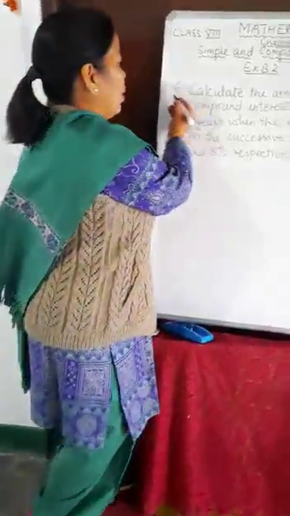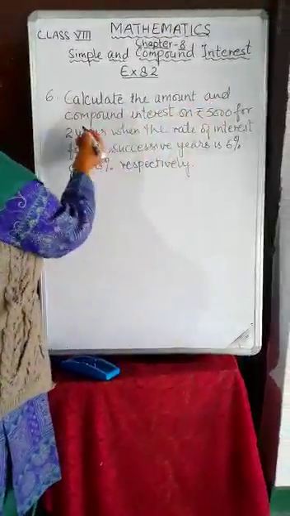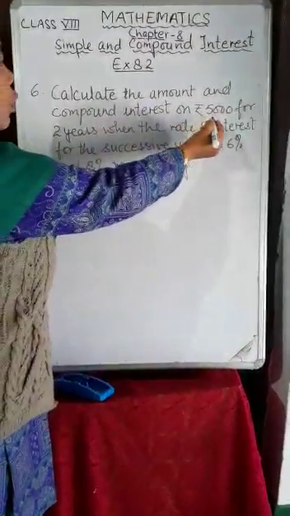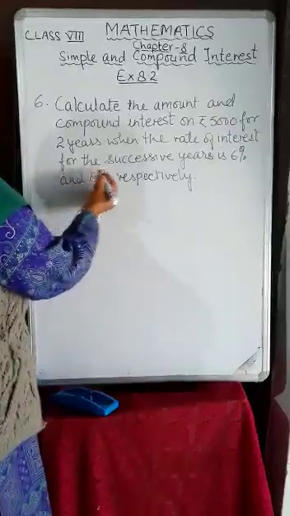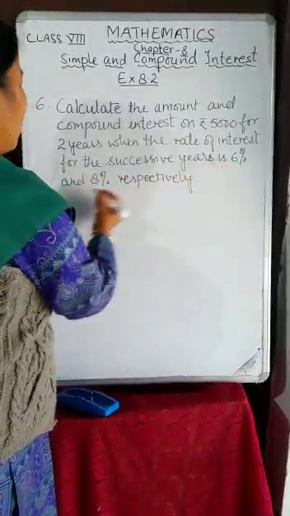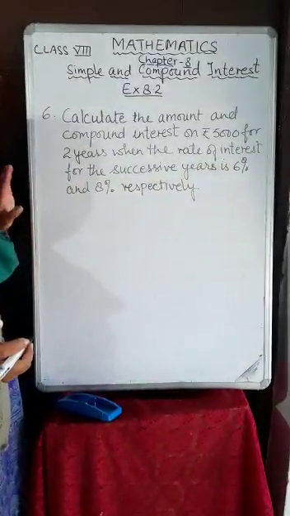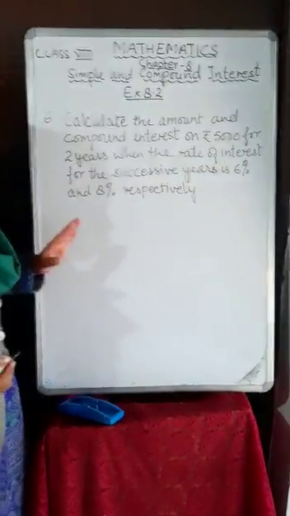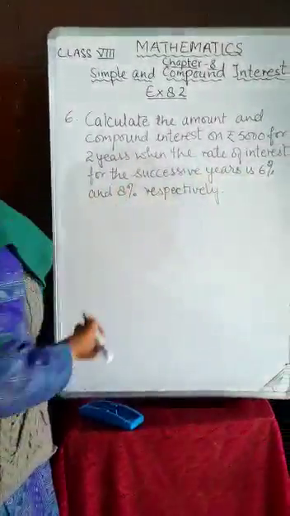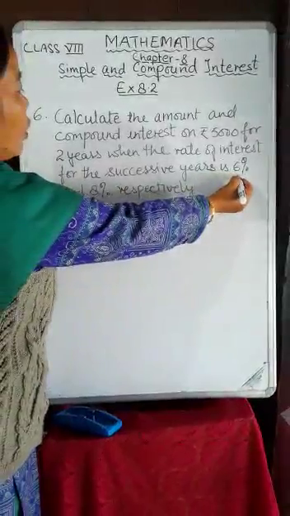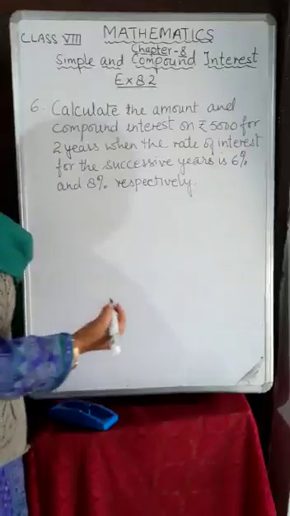Now I am explaining question number 6. Question number 6 is: calculate the amount and compound interest on rupees 5,000 for 2 years when the rate of interest for the successive years is 6% and 8% respectively. The method to solve the question is same as you have done in question number 1, but here the rate of interest for 2 successive years are different. For first year the rate of interest is 6% and for the second year the rate of interest is 8%.